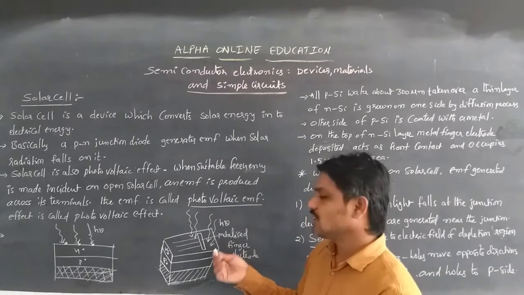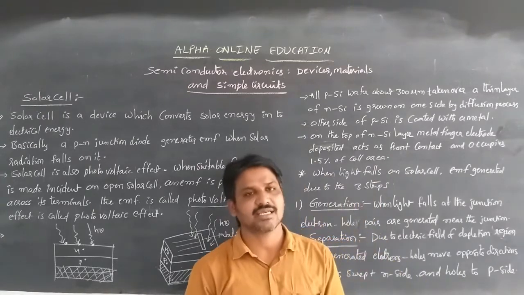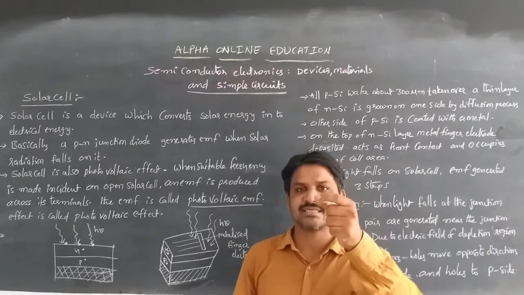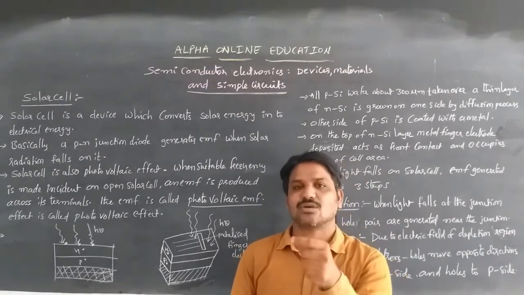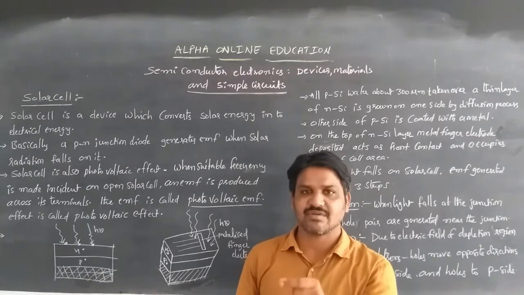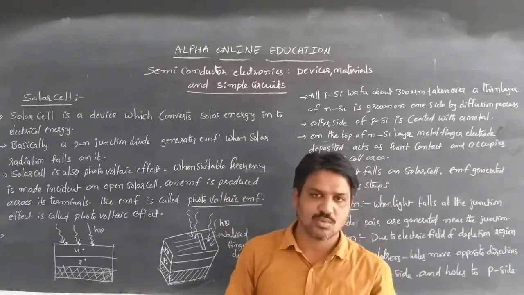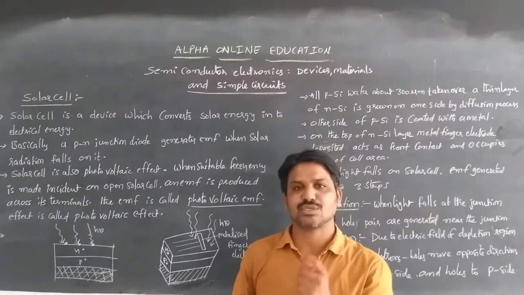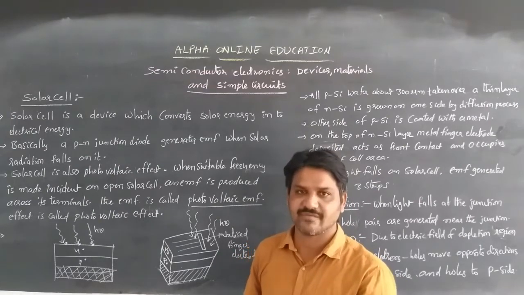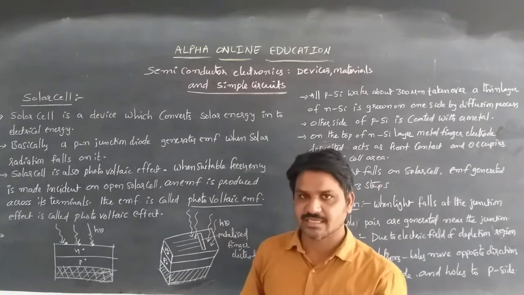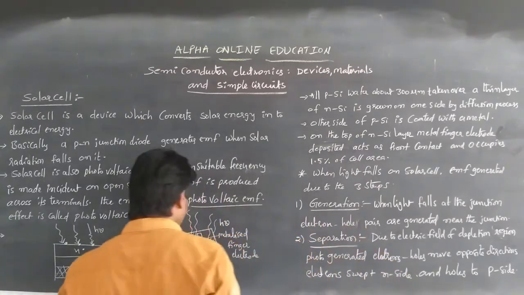This is also like a photodiode. The photovoltaic effect happens when sunlight is incident on the solar cell, and then an EMF is generated. That EMF is called a photovoltaic EMF, and the effect during the process to produce the EMF is called the photovoltaic effect.